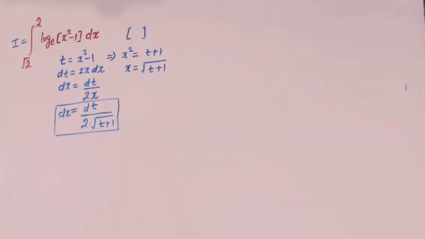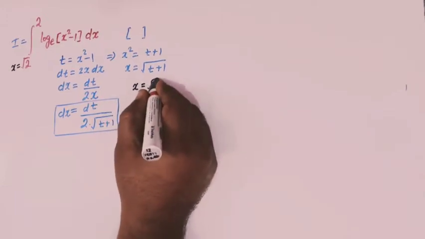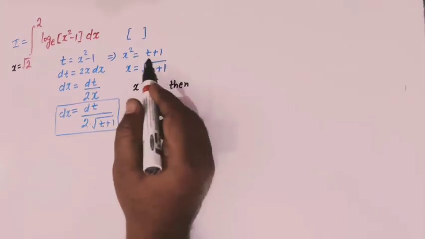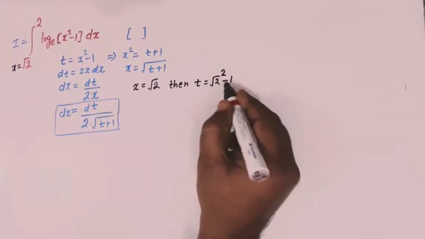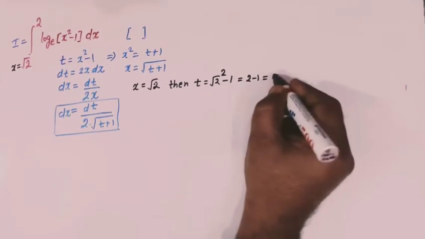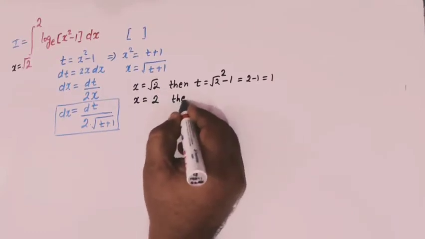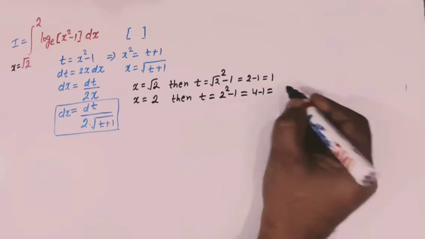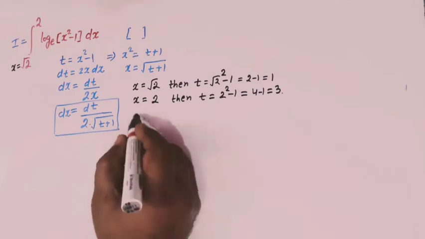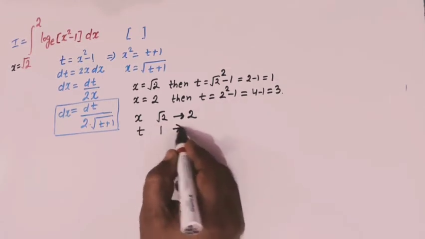Now let us change the limits, because here we have the limit from x is equal to square root of 2 to 2. When x is square root of 2, the value of t is given by square root of 2 square minus 1, that is 2 minus 1, which is equal to 1. Similarly, when the upper limit is x is equal to 2, the value of t is 2 square minus 1, which is 4 minus 1, that is 3. So when x varies from square root of 2 to 2, t varies from 1 to 3.